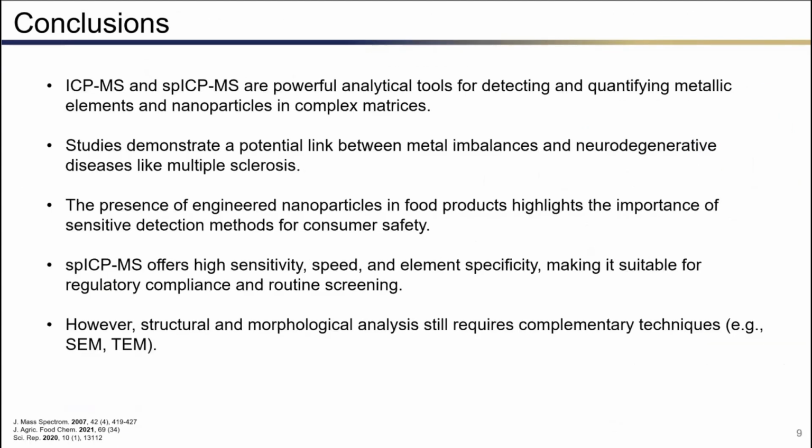So, in conclusion, ICP-MS and single-particle ICP-MS are powerful analytical tools to detect and quantify metallic elements and nanoparticles in complex matrices. Studies demonstrate a potential link between metal imbalances and neurodegenerative diseases like multiple sclerosis. The presence of engineered nanoparticles in food products highlights the importance of sensitive detection methods for consumer safety. Single particle ICP-MS offers high sensitivity, speed, and element specificity, making it suitable for regulatory compliance and routine screening. However, you need other complementary techniques like SEM and TEM.